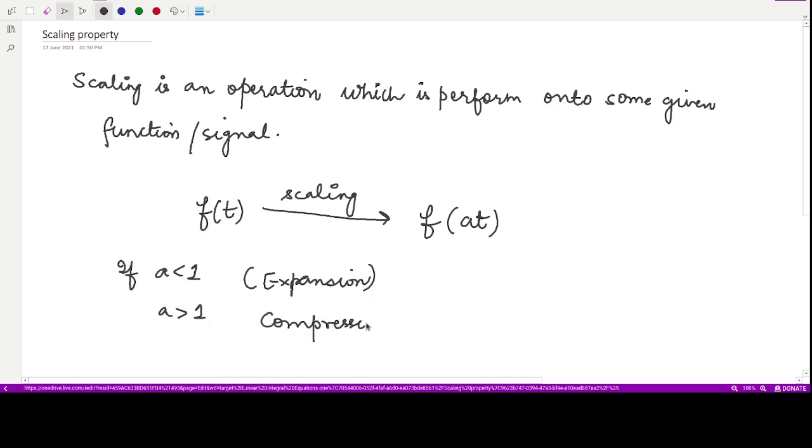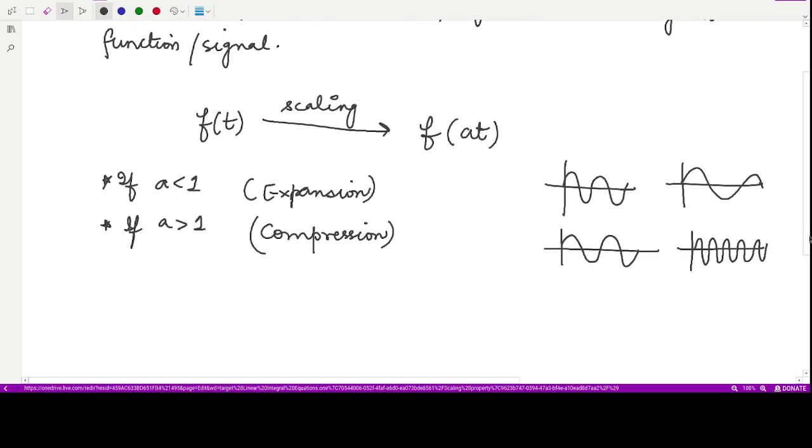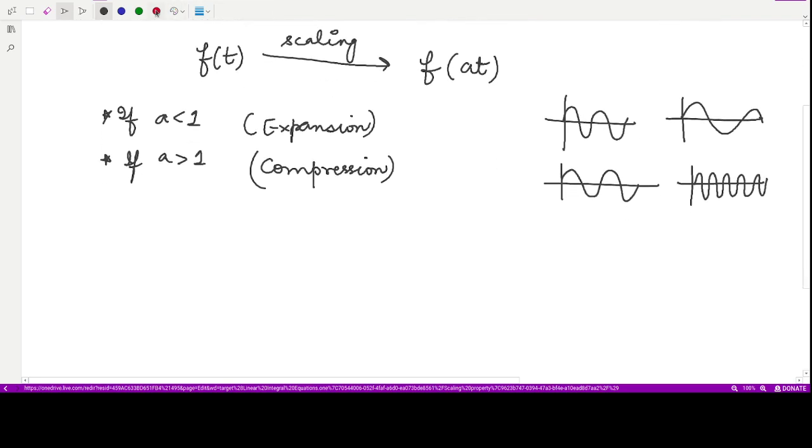So that means if we apply this kind of operation, then your function or signal expands. Suppose your original signal was this one, in this case it now becomes something like this. And in the second case with the compression, suppose your original signal was this, then what happens to this signal? It shrinks or it compresses. So accordingly we have this scaling operation. To understand it in a better way, let me give you an example.